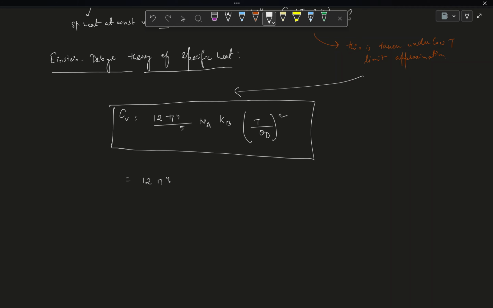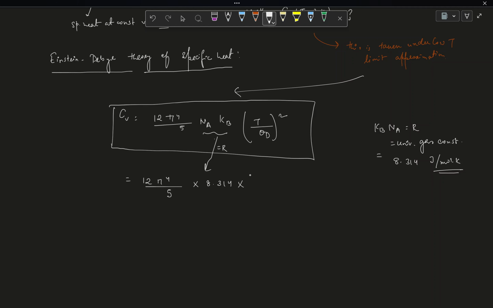12 pi to the power 4 by 5 into, so basically you already know that Kb times Na is nothing but R, where R is your universal gas constant, right? So you directly use that value, and if you want to calculate this in SI, then you know that R's value in SI is 8.314 joule per mole Kelvin. Okay, so this is equal to R, which is 8.314. In SI value we mention everything. Okay, so just remember we are taking the SI unit here, and this into T by theta d whole squared.